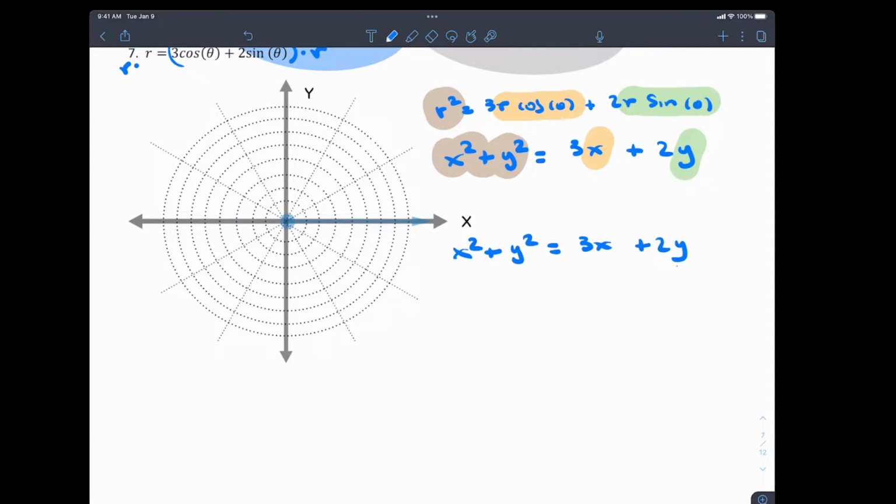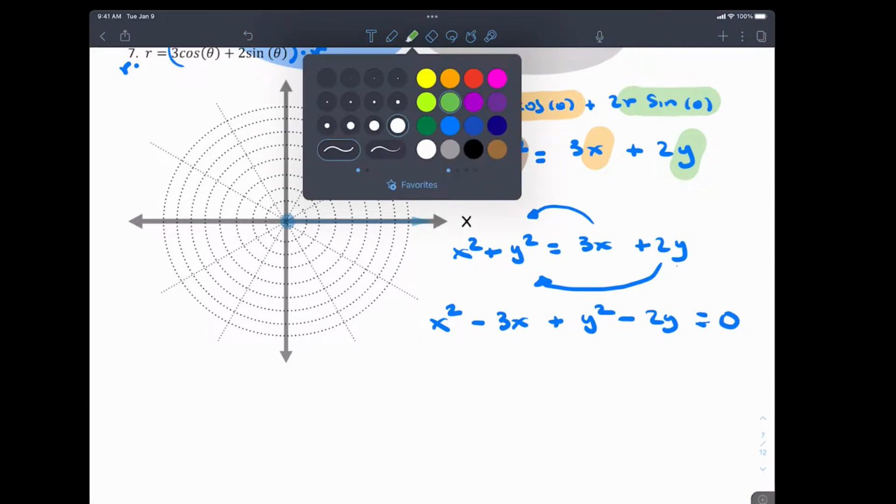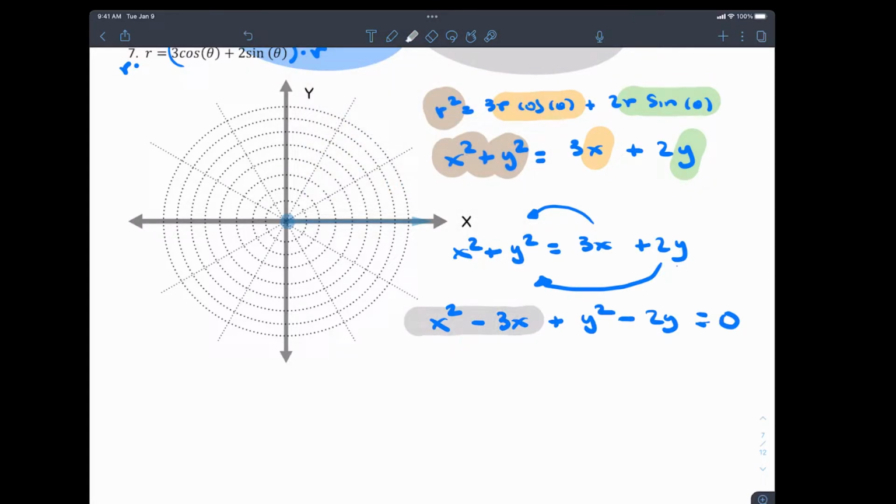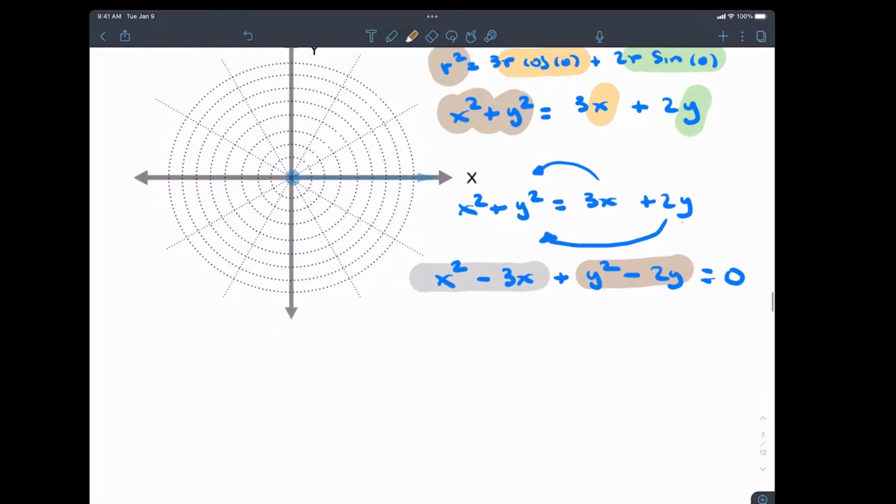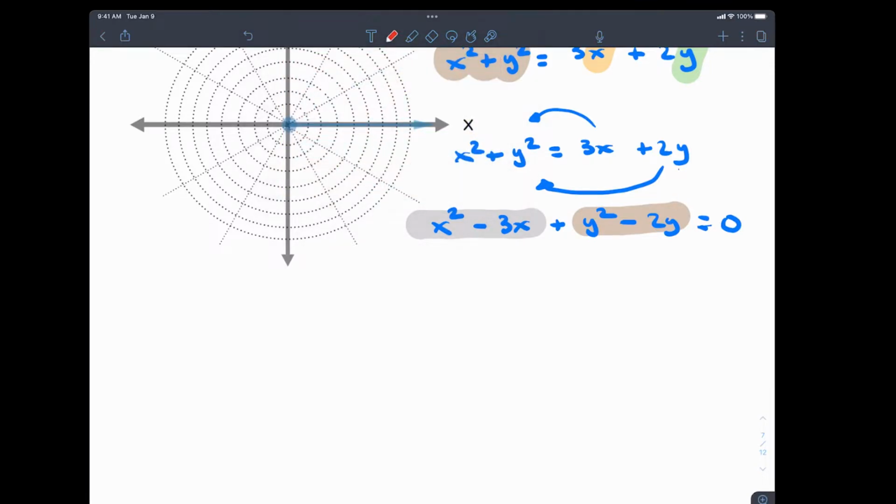So what you do is you subtract 3x and 2y from both sides. I'm going to do this little arrow thing called translate. So this will be x squared minus 3x plus y squared minus 2y equals 0, ladies and gentlemen. Okay? And that's how you start, because at this point, you have this to do and this to do. What do we say we do here? Do you guys remember? You complete the square. Okay?